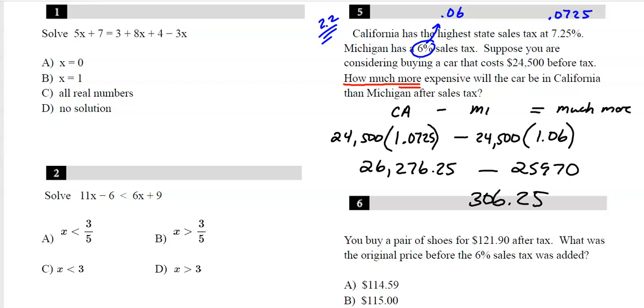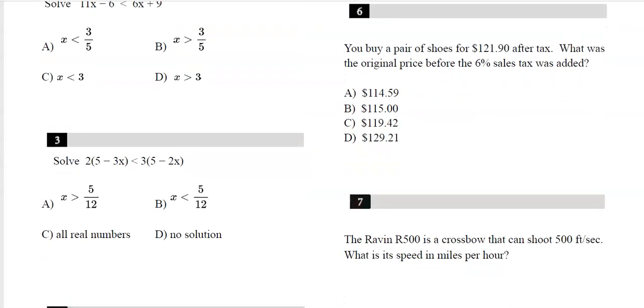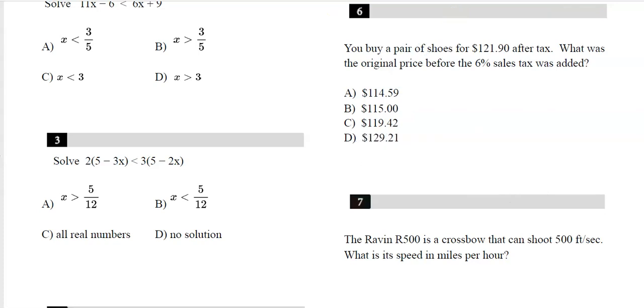Looks like $306.25. So California gets an extra $300 that Michigan doesn't in their taxes on that car. Number 6, you buy a pair of shoes for $121.90 after the tax. So this is what you actually paid at the register. What was the original price before the tax?